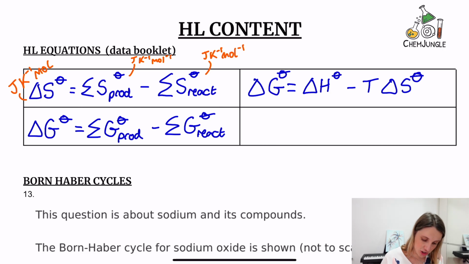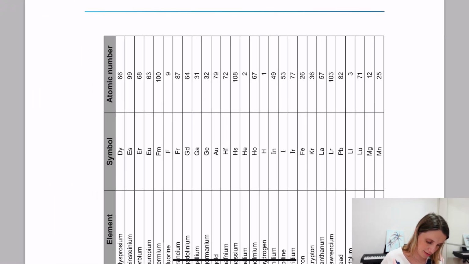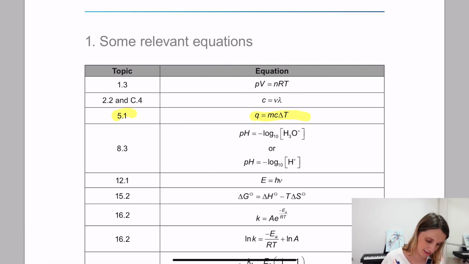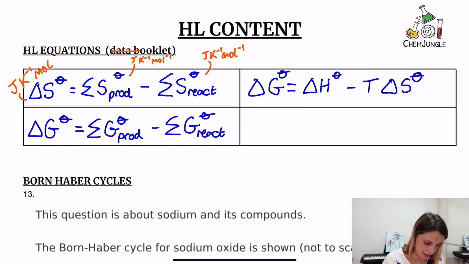This one here, delta G equals delta H minus T delta S, is actually in the data booklet. It exists in that first table. Just to make you aware, it exists here. It's the only one for this unit that exists for the HL content. So here, this one exists in the data booklet.